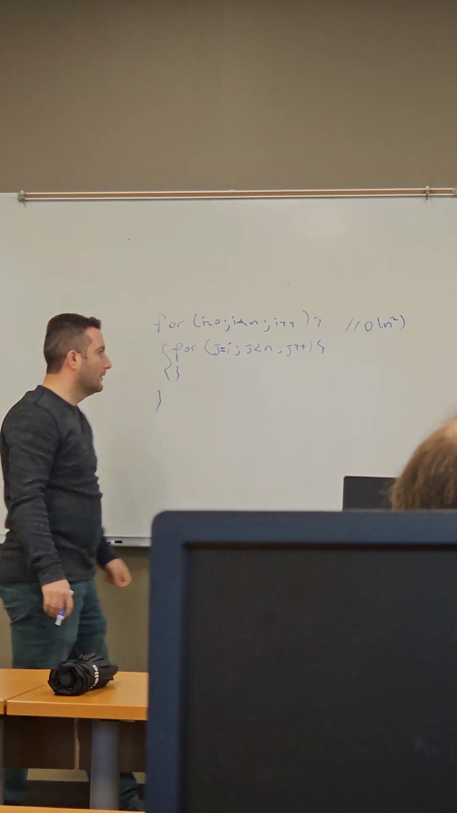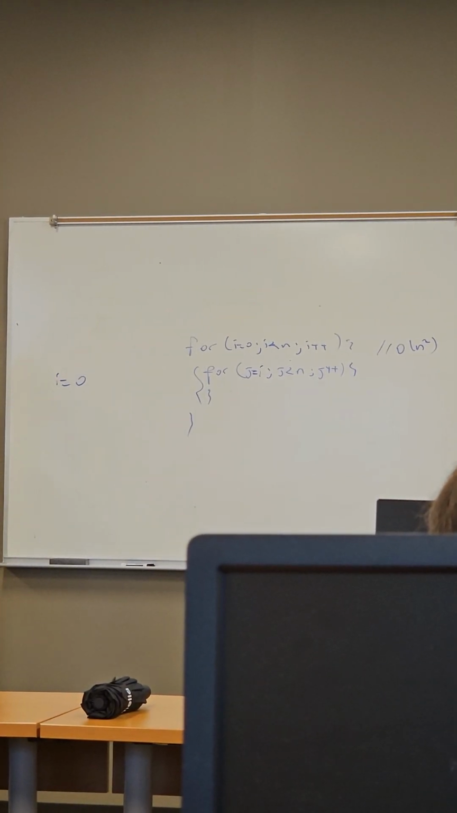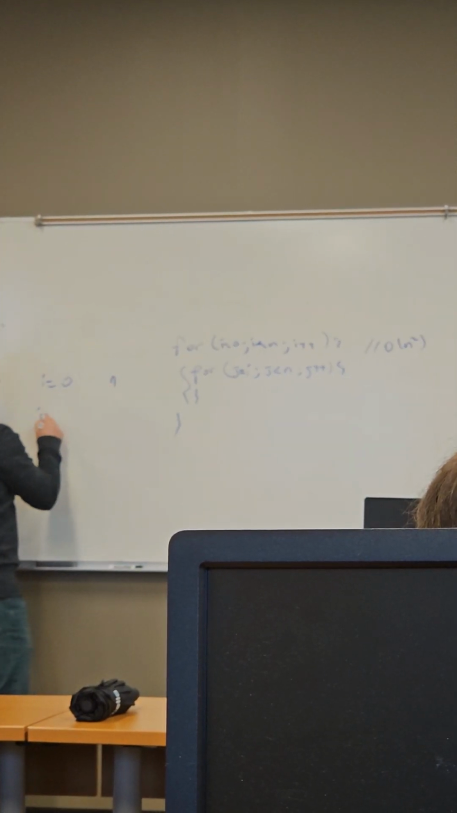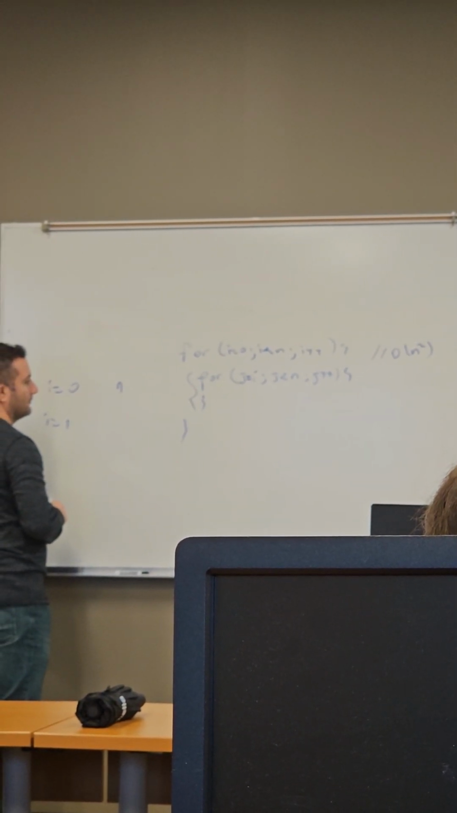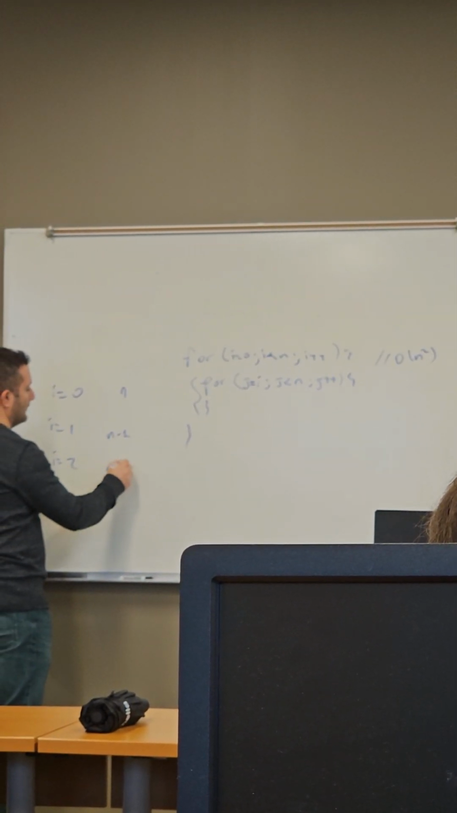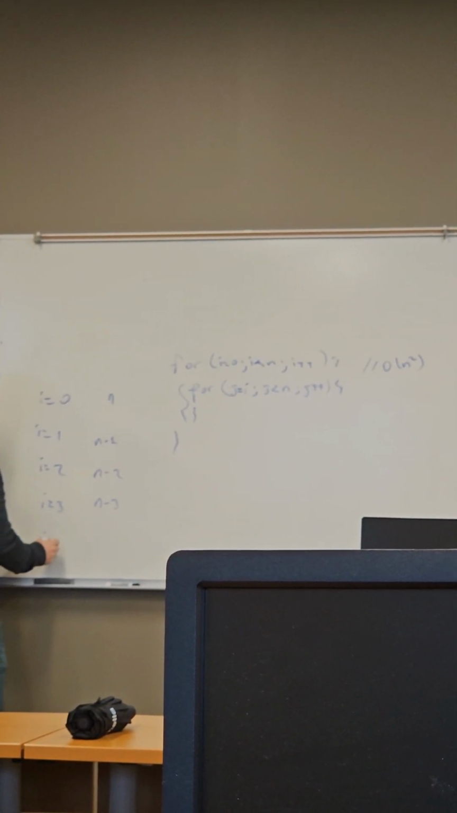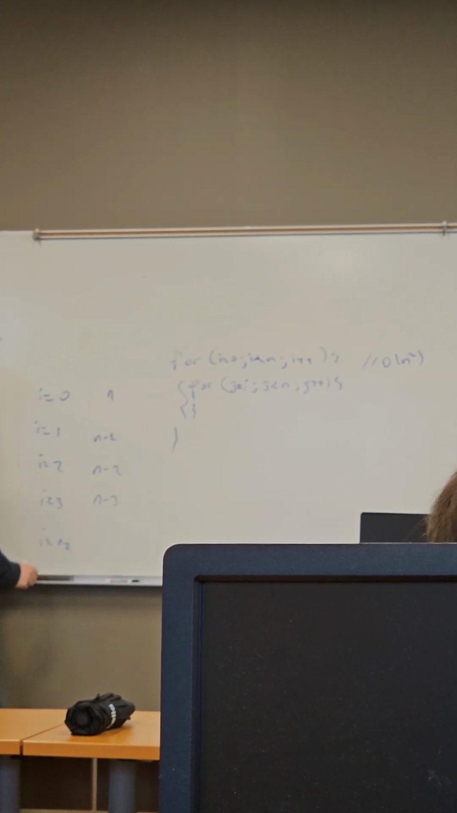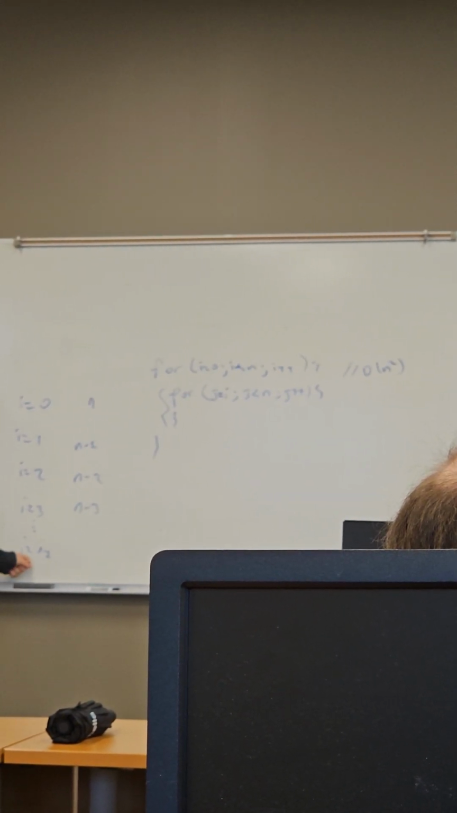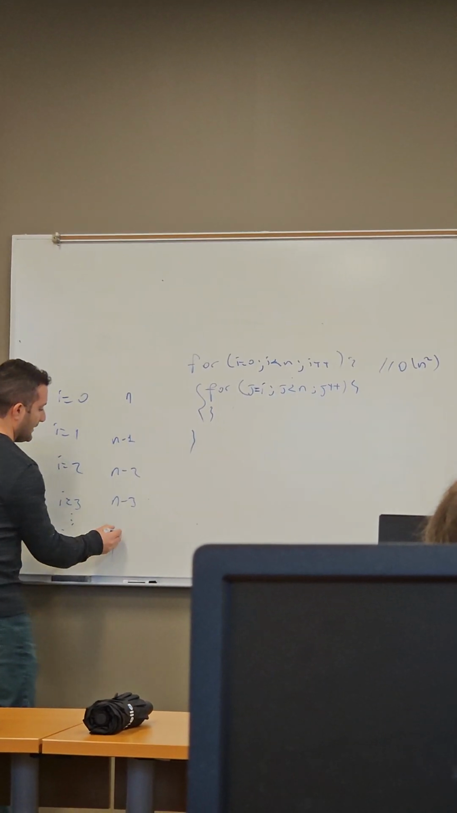Does it make sense? So in that case, when i is equal to 0, how many times is this one repeated? N minus i, and that's n, okay? When i is equal to 1, it repeats how many times? N minus 1, very good. When i is equal to 2, how many times? N minus 2. When i is equal to 3, how many times? N minus 3. When i is equal to n minus 1, how many times does it repeat? Once. Just once.